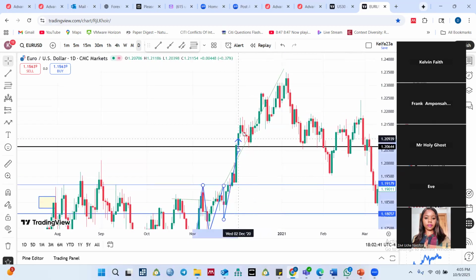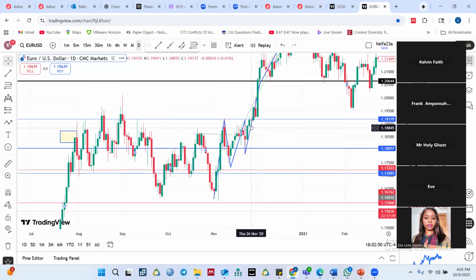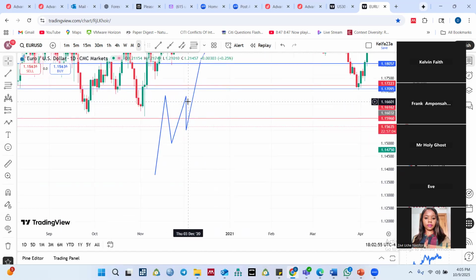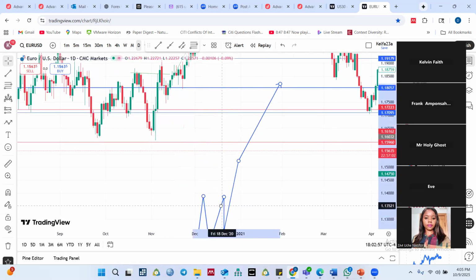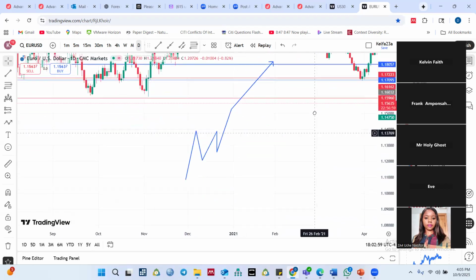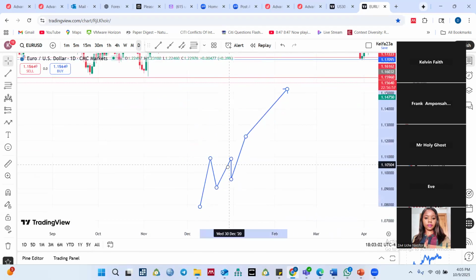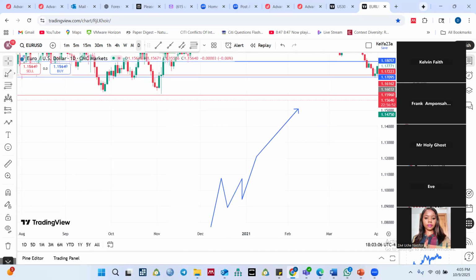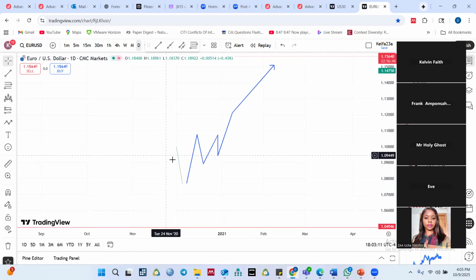Okay, from here, let's say it took off, up to here. Very long. So this is the formation. If I want to bring that here. Okay, so this is the formation. This is what happened. This is the move. But already there was a previous price action here. There was a high here.